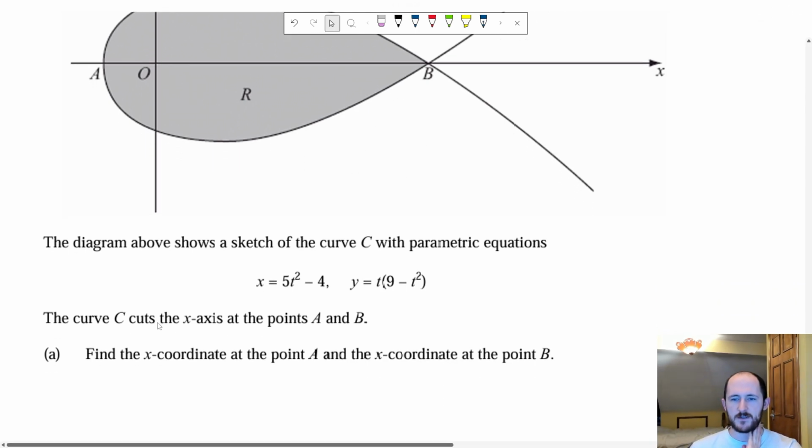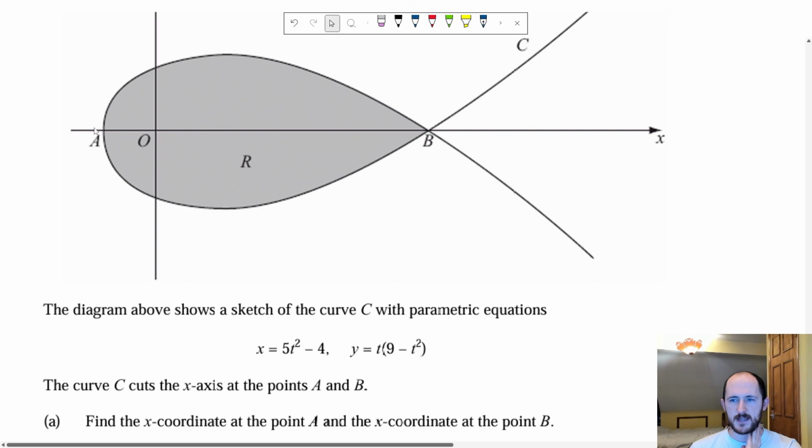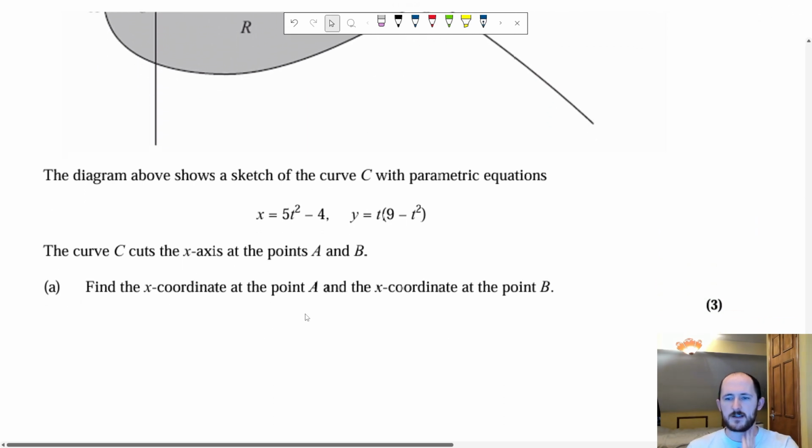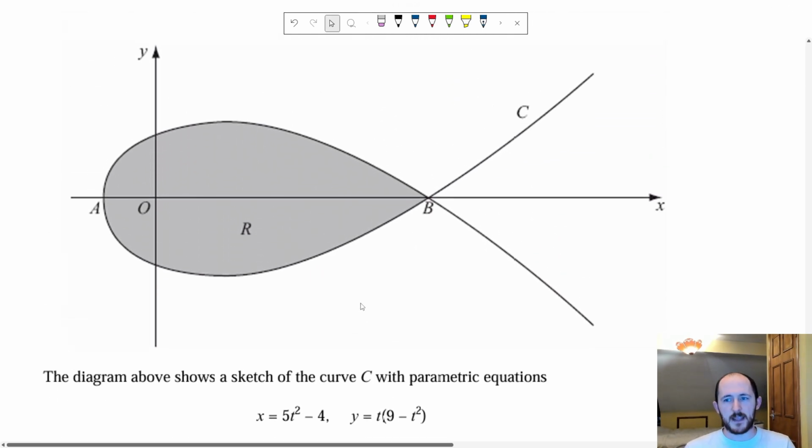And it says the curve C cuts the x-axis at points A and B. Find the x-coordinate at point A and the x-coordinate at point B. And here's where students start complaining. But this is not too bad. In fact, you solve it in the same way that you solve the same question on a Cartesian graph. So it says that it cuts the x-axis at A and B. So what is the y-coordinate? y equals 0 for both of these.